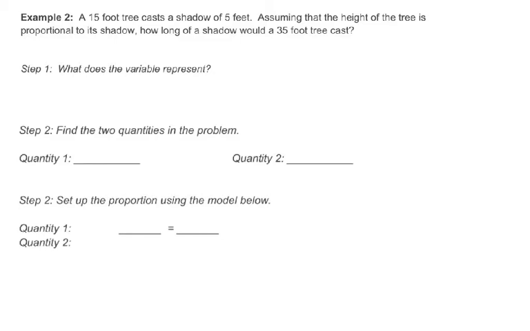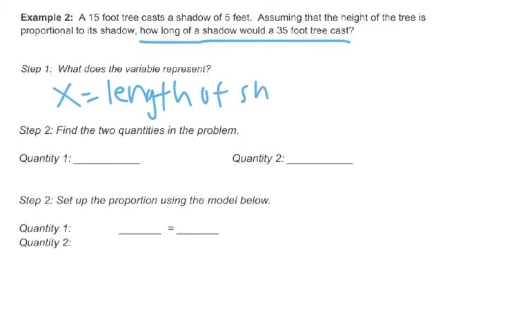Well, we're not quite sure. Like, it doesn't tell us as obviously as the last problem. So let's go to the question that the problem is asking, and that will help us. It says, how long of a shadow would a 35-foot tree cast? So we could say that x would represent, well, the length of the shadow, right? We want to know the length of the shadow of the 35-foot tree.